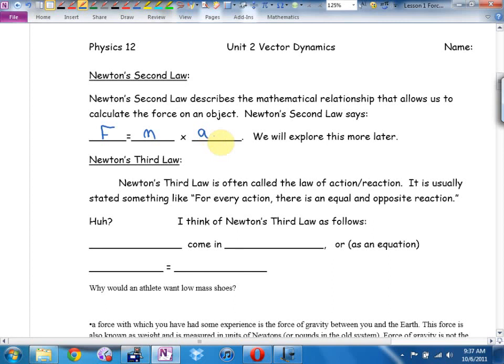Brings us to Newton's third law, the one that's the toughest to wrap your brain around. Newton's third law is often called the law of action-reaction. It's usually stated something like, for every action there is an equal and opposite reaction. Huh? This is Mr. Dueck's explanation of Newton's third law.